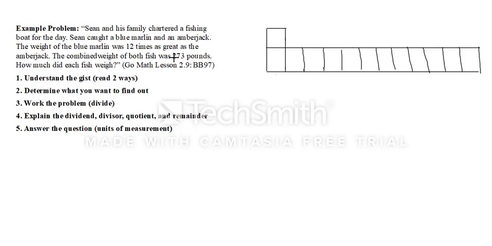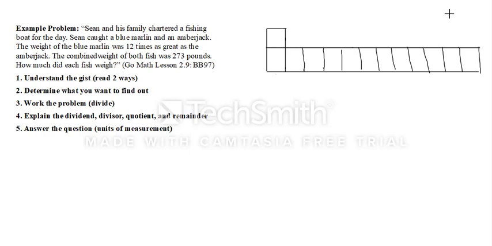The combined weight of both fish is 273 pounds. Now I see him putting both fish onto the weight scale and together they weigh 273 pounds. So now I'm going to look at the question so I can start doing the work. How much does each fish weigh? Now that I know what I need to find out, I'm going to start working the problem. But before I do that, I'm going to process and think about my information.